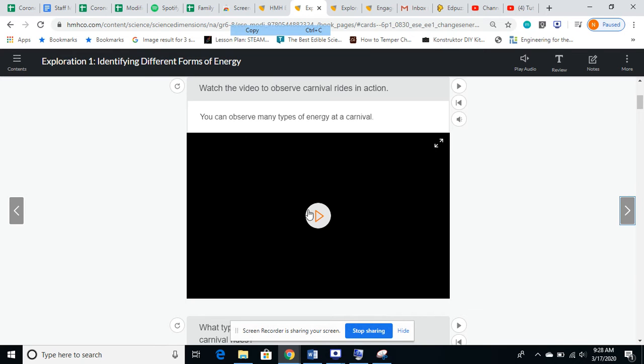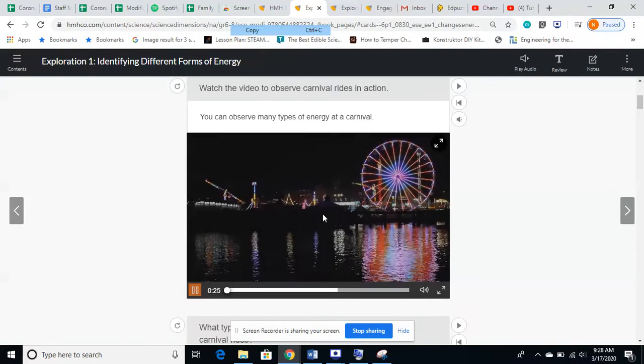So here's some carnival rides. You can observe many different types of energy. Take a look here.